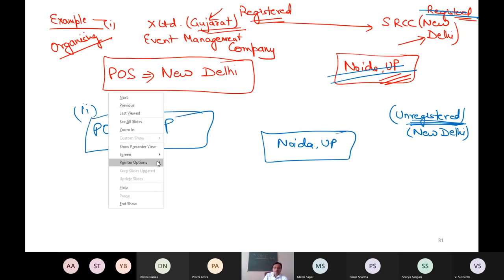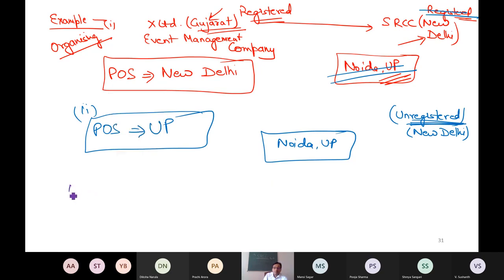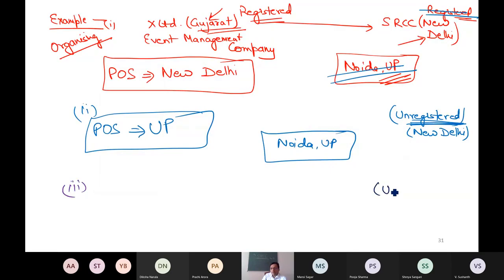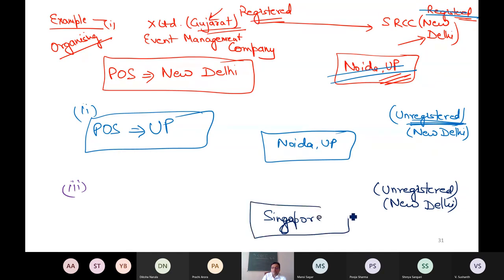Third example. Same thing. The institution is unregistered, though it is in New Delhi. This time Crossroad is being organized in Singapore. It will be fun if it is happening in Singapore. This time the event is organized in Singapore. You all will be very happy. What is the place of supply?